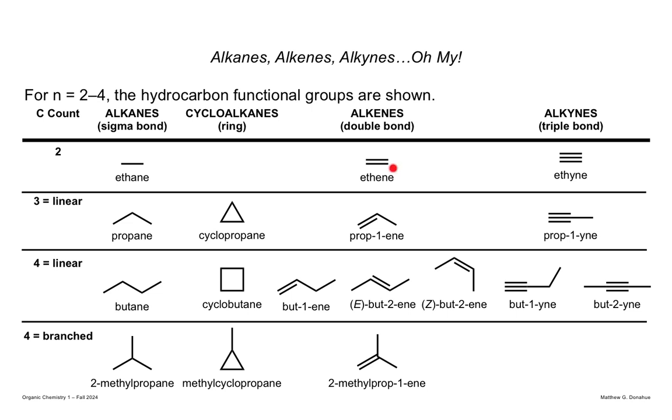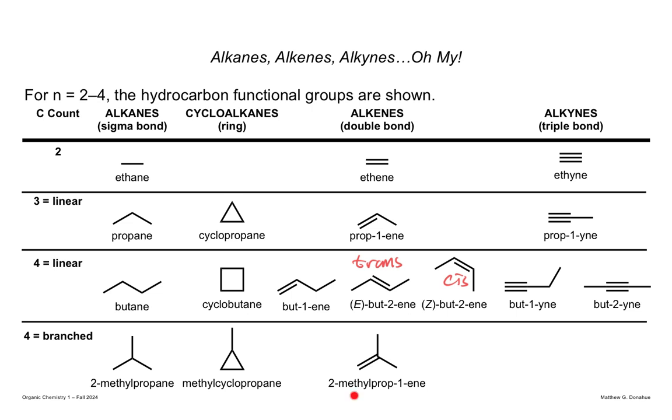Alkenes, ethene, prop-1-ene. We saw the 3 constitutional isomers that are linear for C4. But-1-ene. Notice I've used something different here, E and Z. That is equivalent to trans and cis. So E is trans, Z is cis. They mean the same thing. We'll talk more about those during the nomenclature lecture.